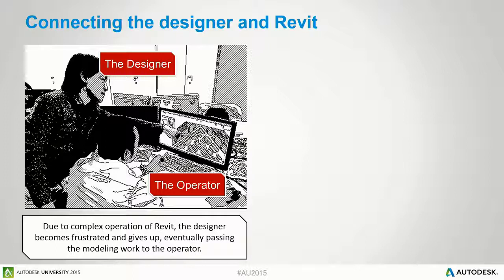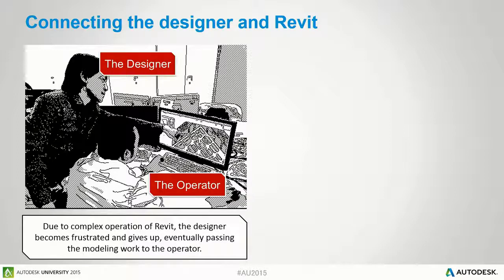Say, for example, we assume our designer here, especially architectural designers in Japan, have received training in Revit, but due to the complex operation of Revit, he becomes frustrated and gives up the modeling work, eventually passing the work to the operator, and then gives the operator some instructions. But if you will try to think about it, the designer does not have the first hand on the model that the projects they are involved.